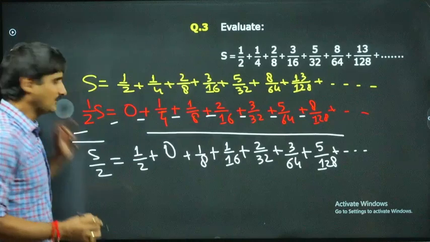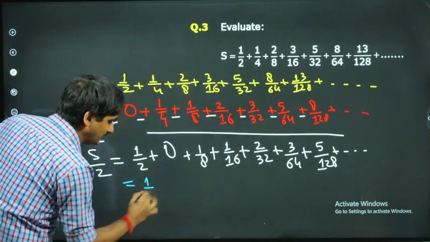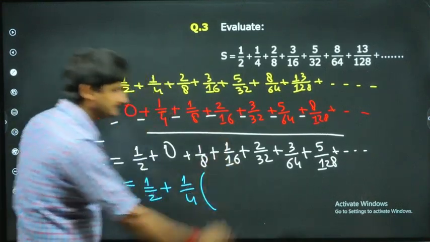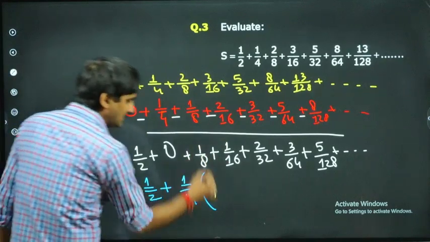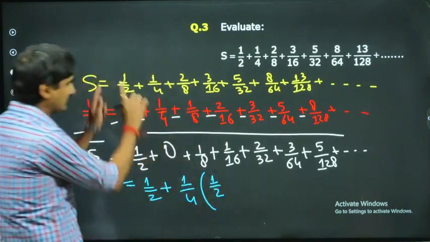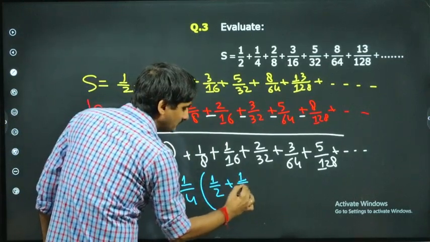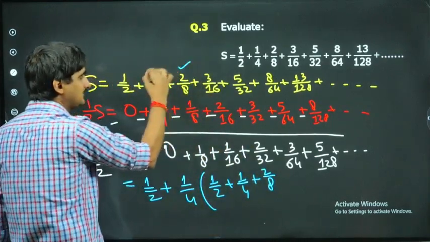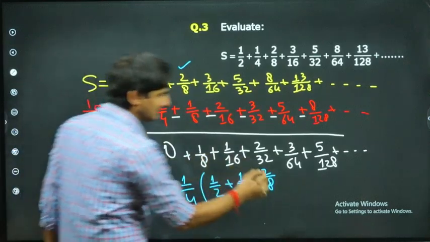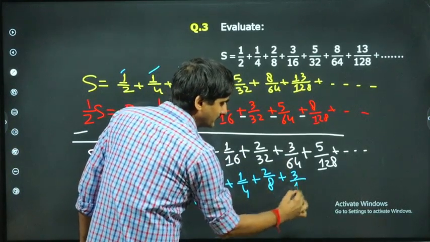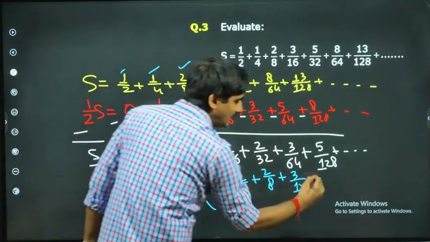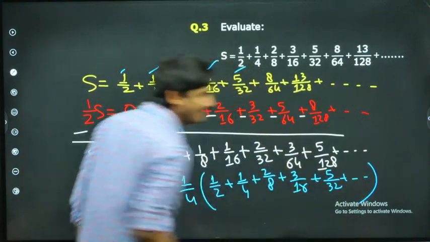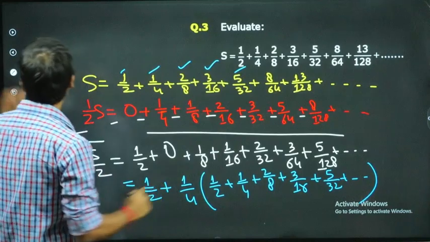See, then what I observed here was, so it's half, of course. If I take 1 by 4 common from here, what do I get? I get this as half, so this is half. 1 by 4, so this is 1 by 4. 2 by 8, this is 2 by 8. Okay, we got 3 consecutive terms. Let's move ahead. 3 by 16, 4th term. 5 by 32, 5th term. What does that mean? That simply means we got the series back. Okay, so it's simple now.